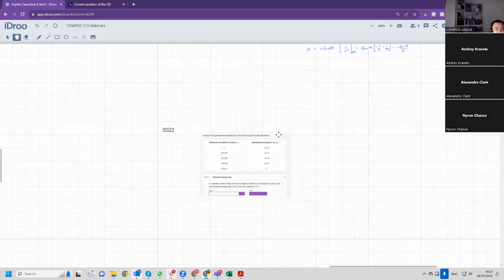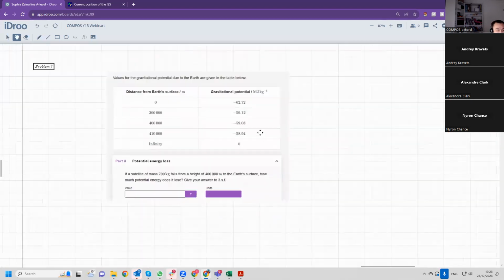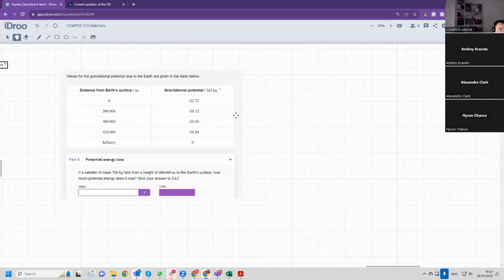Then there's quite a straightforward question. Gravitational potential is gravitational potential energy per unit mass. So gravitational potential V is equal to GPE divided by the mass of the object. So yes, at the center of the planet, gravitational potential energy is 0.